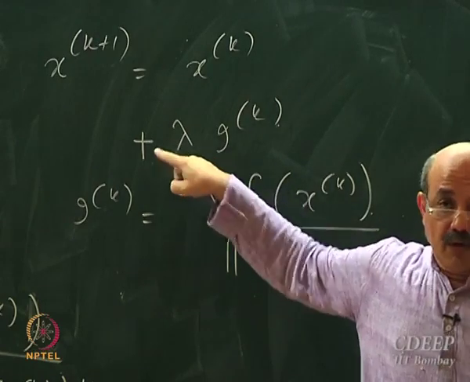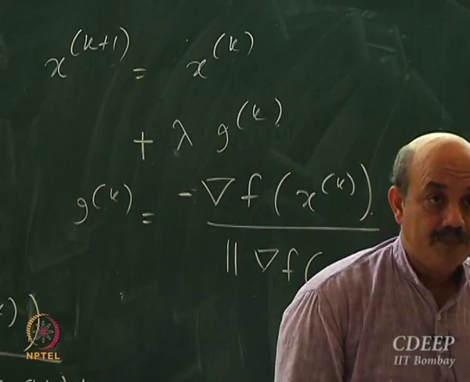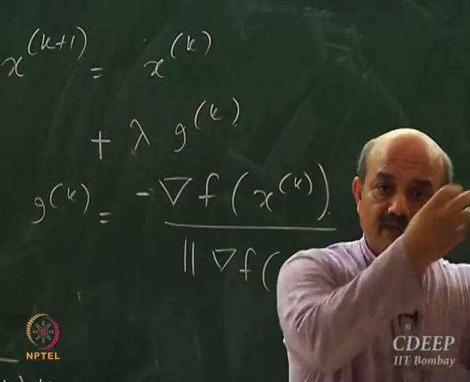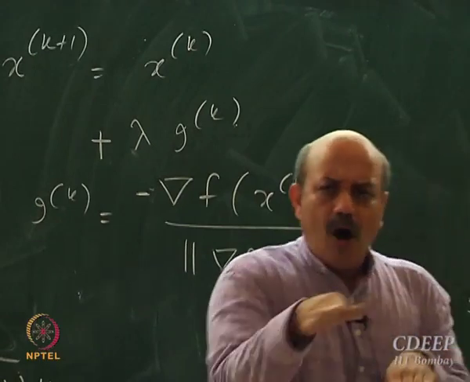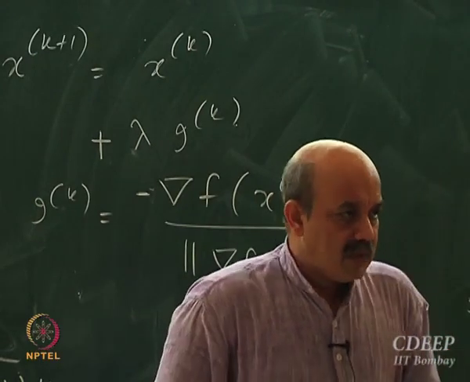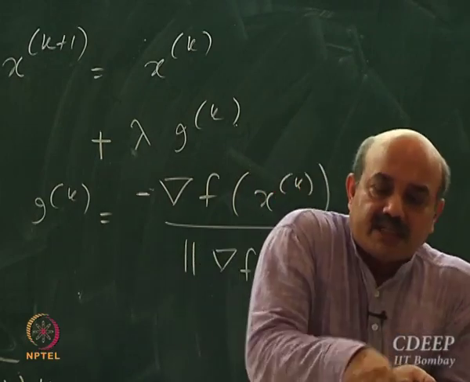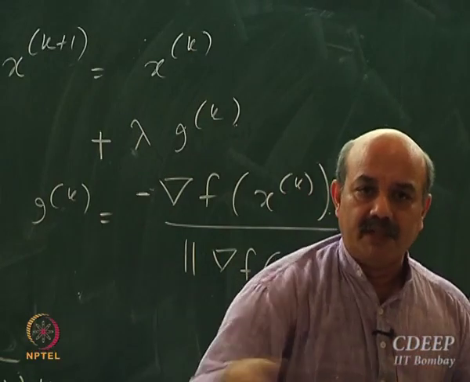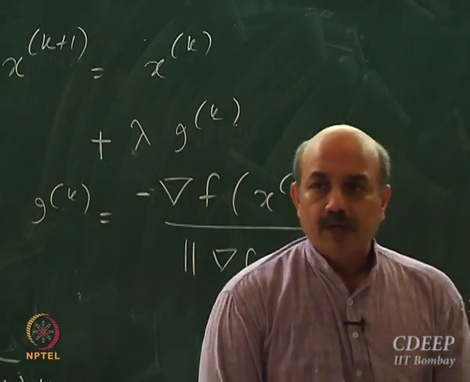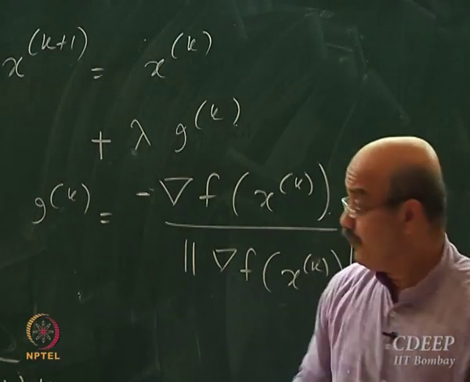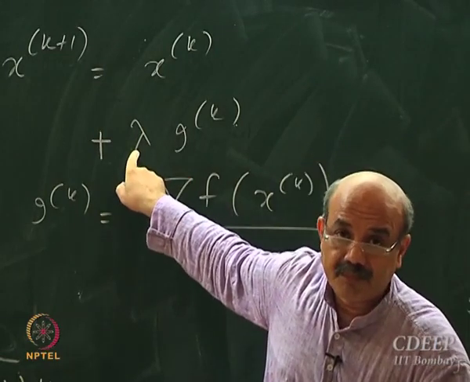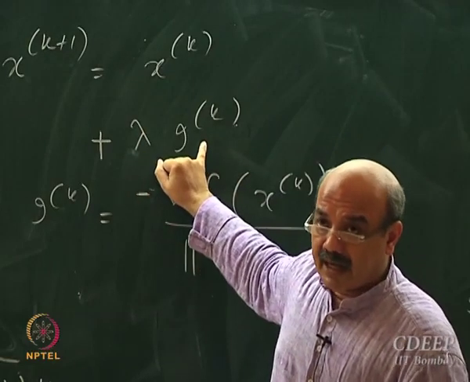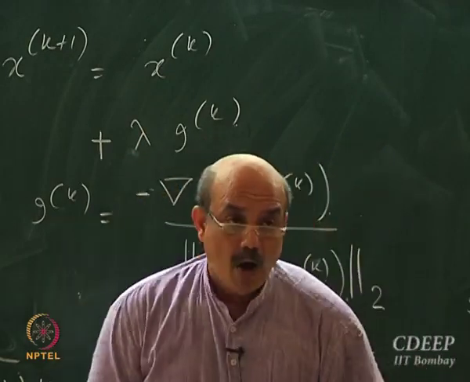And what is this lambda now? Okay, now I know that locally, if I go along the negative of the gradient direction, the function is decreasing. How much do I move? See, I just know that this direction is a steepest descent. Okay, should I move 1 meter, 5 meters, 10 meters? How much should I move? So I am going to put one unknown here, which is the step length. This is my step length and this is my direction. Okay, now how much to move?